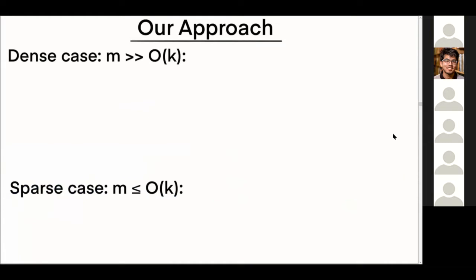Okay, so let's now discuss our approach. At a high level, we want to split the problem into 2 cases. We call a dense case where the number of edges is much larger than the parameter k. This is not the traditional notion of a dense graph where we compare m with n. Here we want to compare m with k. But you can think of a dense case as there being a lot of edges. In a sparse case, there are few edges. And in each case, we want to make an improvement.